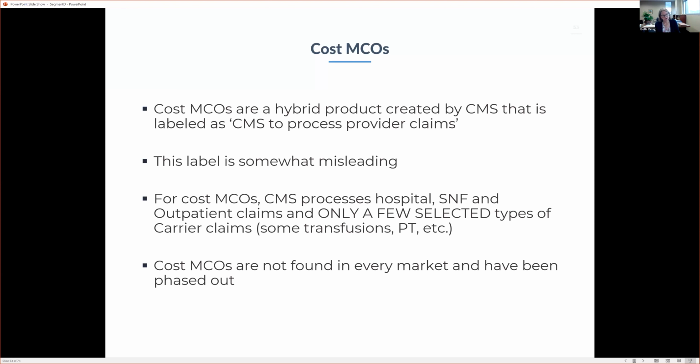Cost managed care plans were not found in every market. Some markets had a big cost presence, some didn't, and they've now been phased out. So if you look at managed care enrollment, you will sometimes see some markets that had a big jump, and that was when the cost plans were phased out.